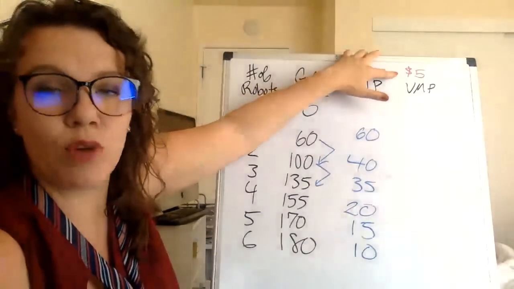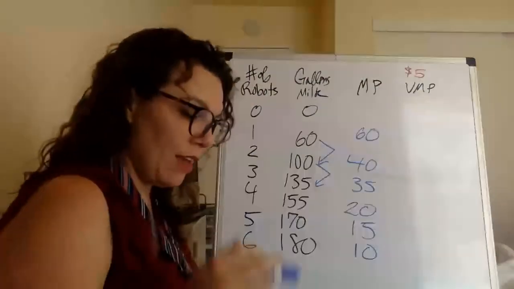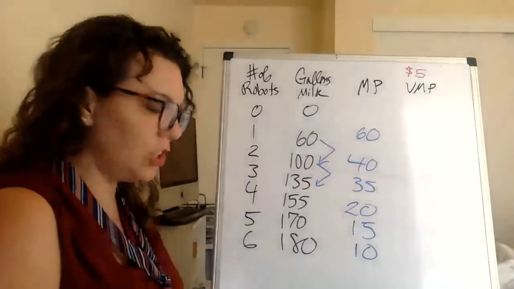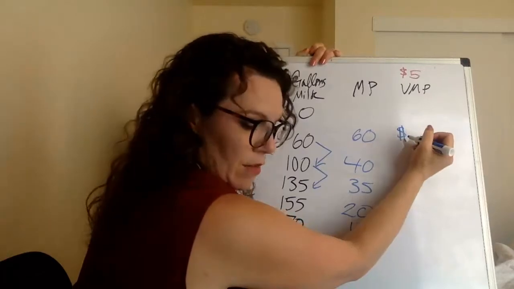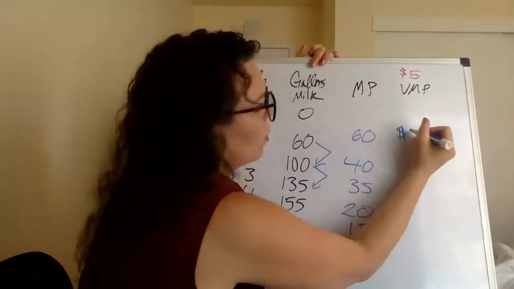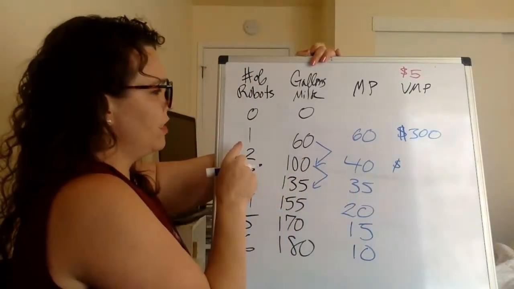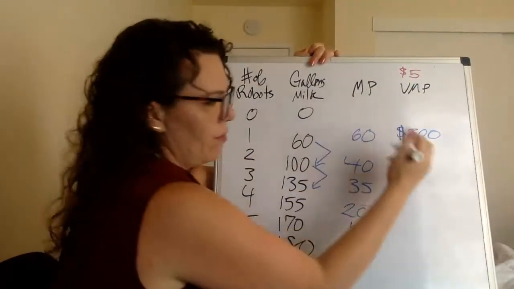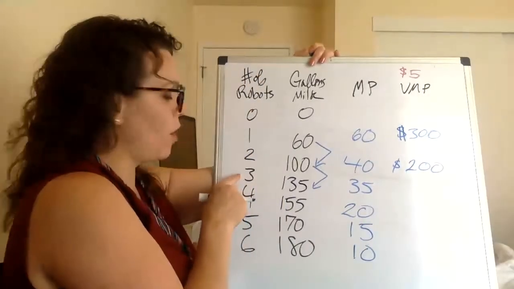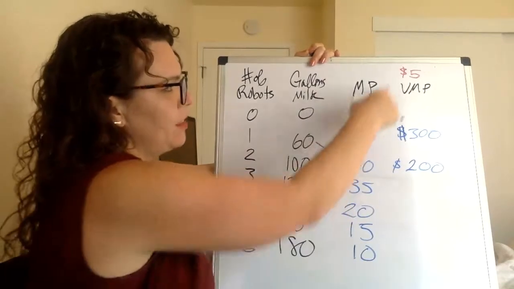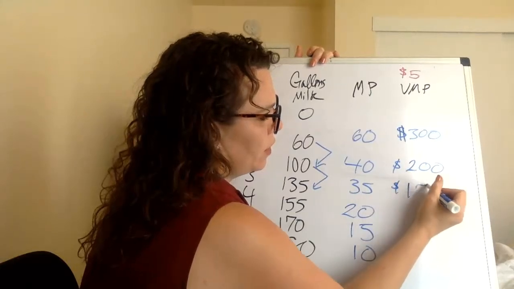by the cost, the price, or the value, the market value of what's being produced. So if gallons of milk are $5 each, 60 gallons of milk is going to give us a value marginal product of 60 times 5, or 300. The value marginal product of the second robot is 40 times 5, or $200. The value marginal product of the third robot is 35 gallons times $5 a gallon, or $175.